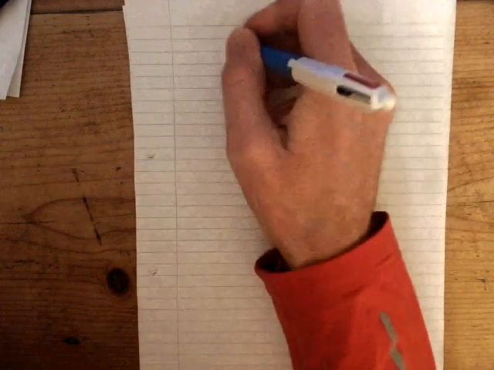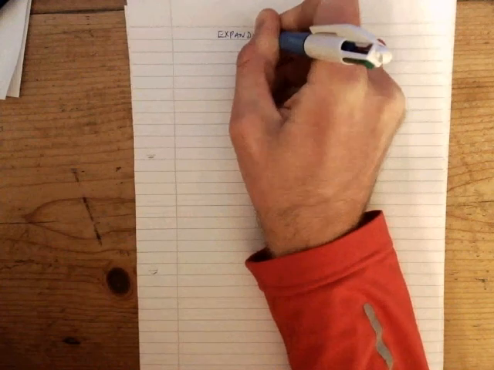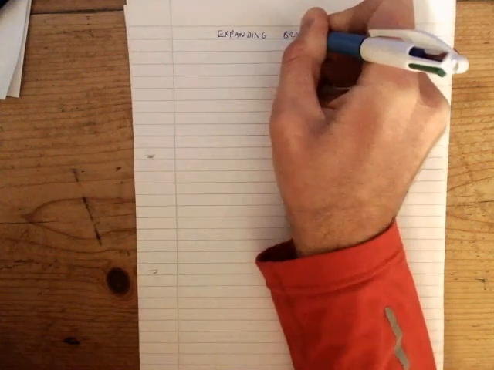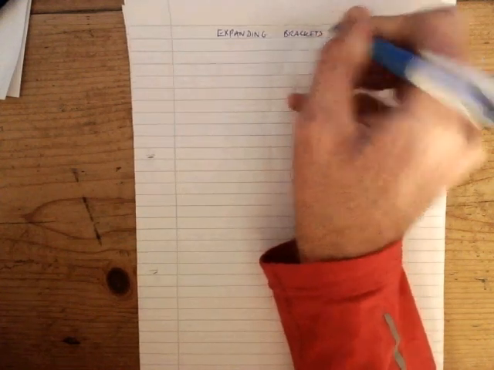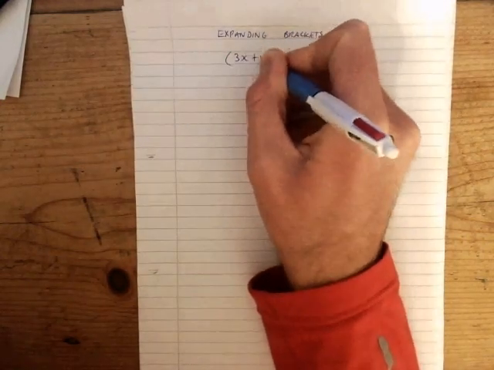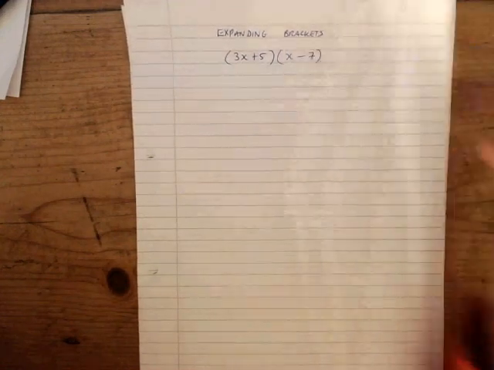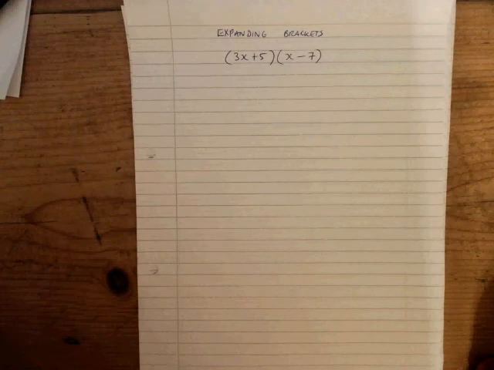Okay, we're just going to look at how to multiply out brackets, or another word for it is expanding brackets. So if we, for example, had something like (3x + 5)(x - 7), how do we go about multiplying those out?